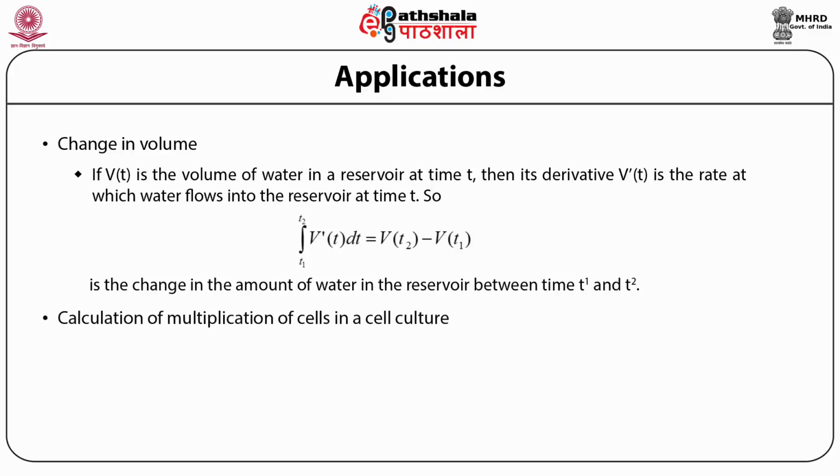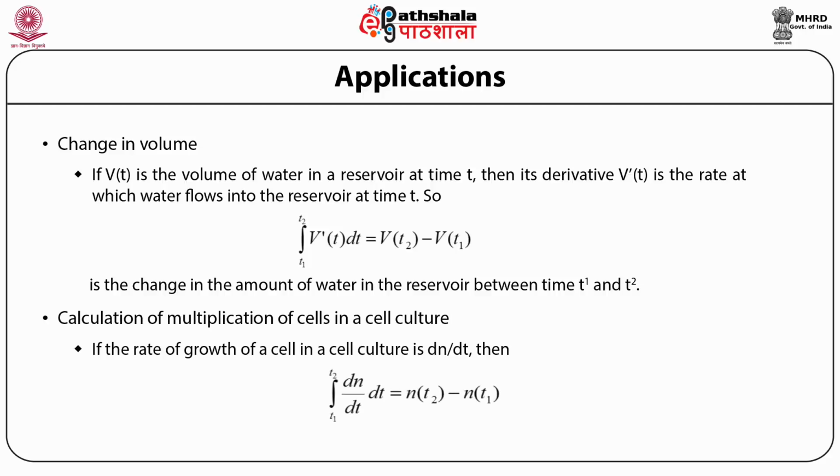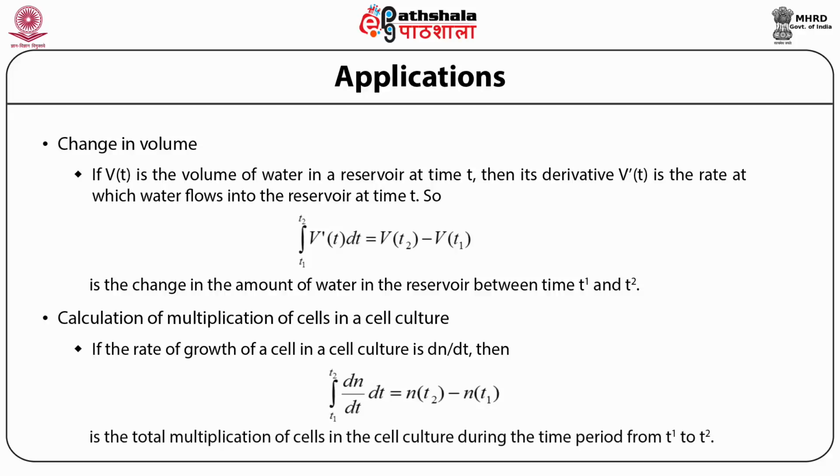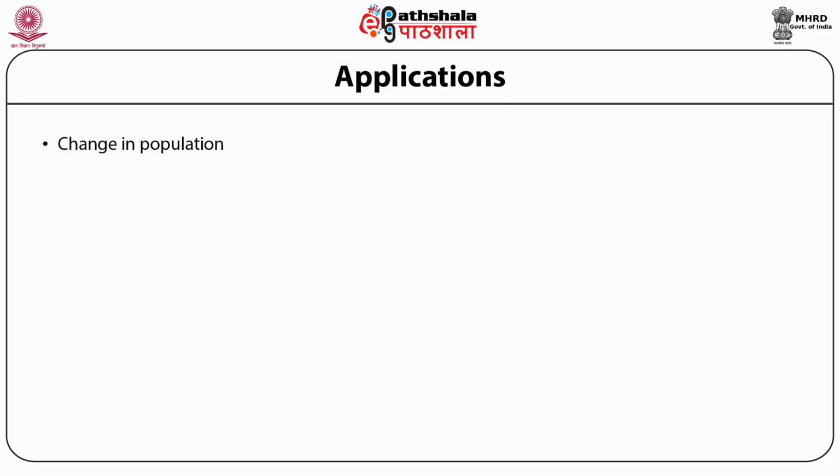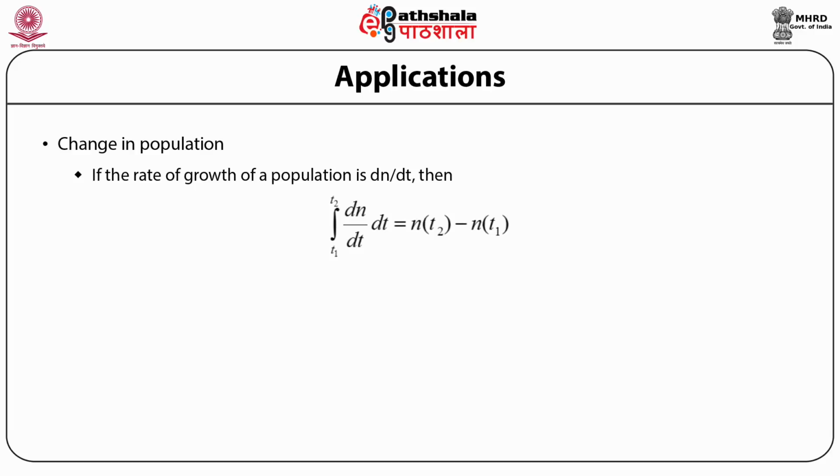Then, calculation of multiplication of cells in a cell culture. If the rate of growth of a cell in a cell culture is dn by dt, then the integral from t1 to t2 of dn by dt into dt is equal to n of t2 minus n of t1, which is the total multiplication of cells in the cell culture during the time period t1 to t2. Change in population. If the rate of growth of a population is dn by dt, then a population change similar to the cell culture can be calculated.